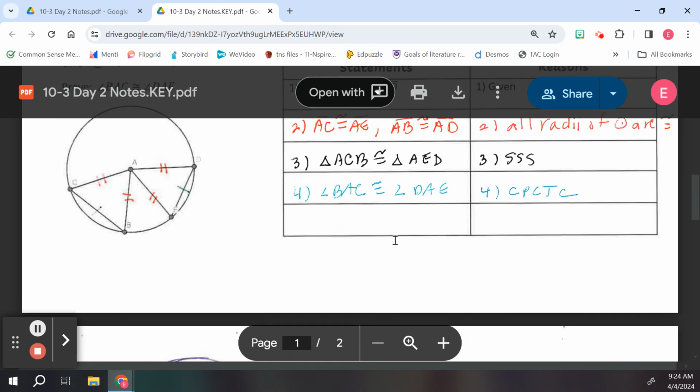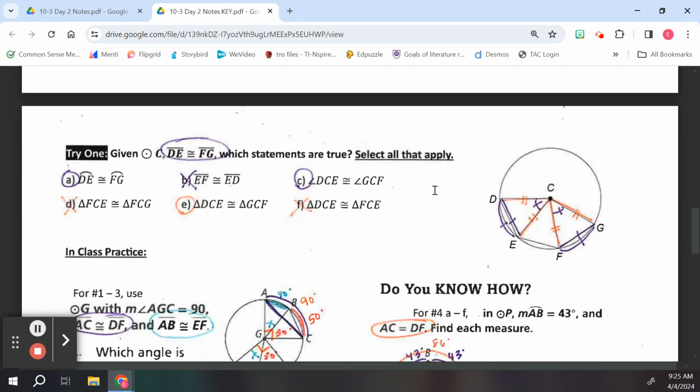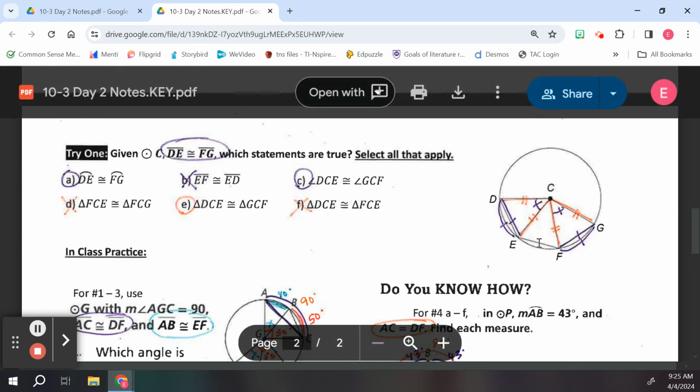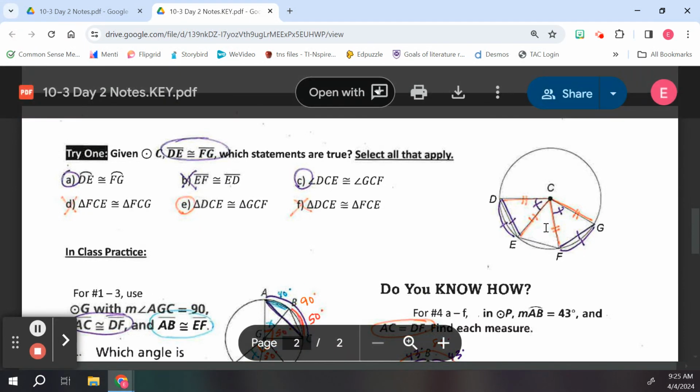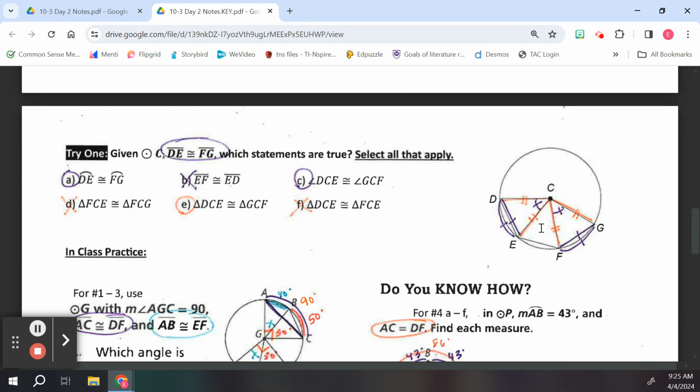So looking at this, we have the following. First off, they're telling us that DE is congruent to FG. So those are the two chords, all right? If those two chords are congruent, that does make the arcs congruent. So arc DE would be congruent to arc FG. EF and ED does not work, okay? In fact, anything involving this triangle CEF is not going to work because we have no information on that triangle.